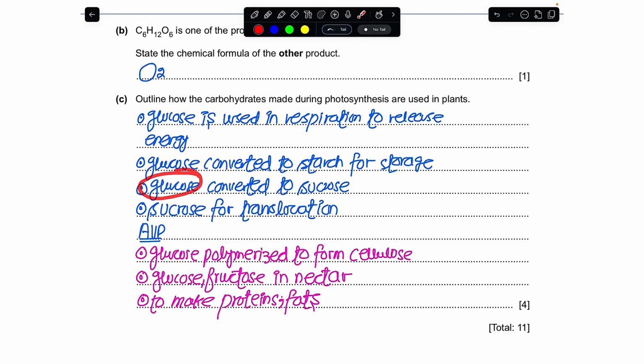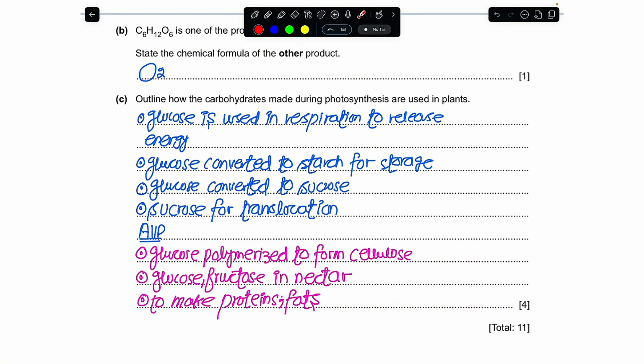Glucose at the same time combines with fructose to make sucrose. And the sucrose, we know, can be carried for the translocation process with the help of the phloem vessels. Here you would score a total of 4 marks. But if you forget any 1 point from above, an alternative bullet point would be that glucose can polymerize to make cellulose, which is a component of the cell wall. The glucose and fructose made in photosynthesis can also be used to make nectar.